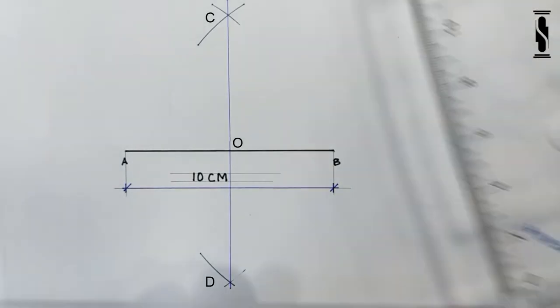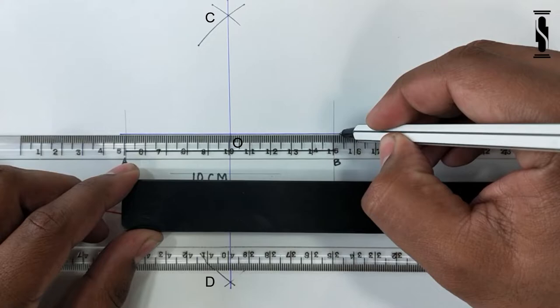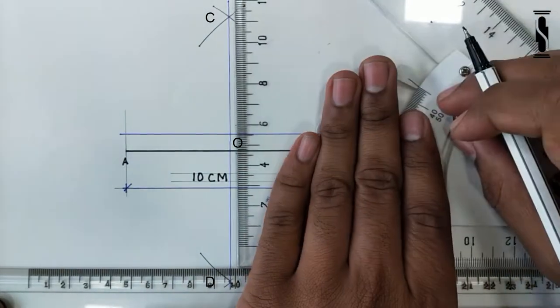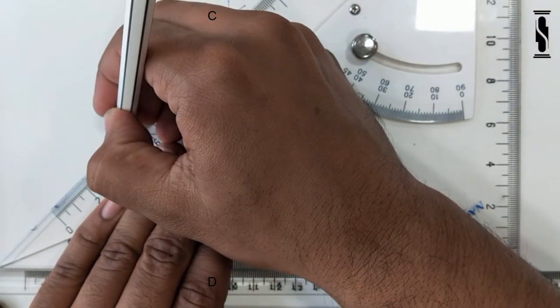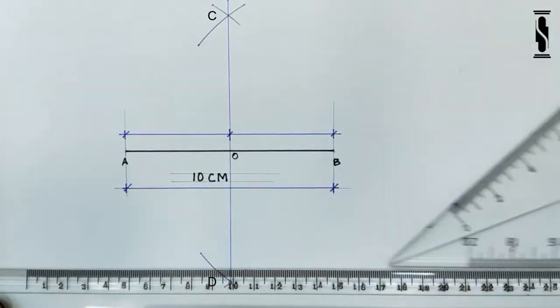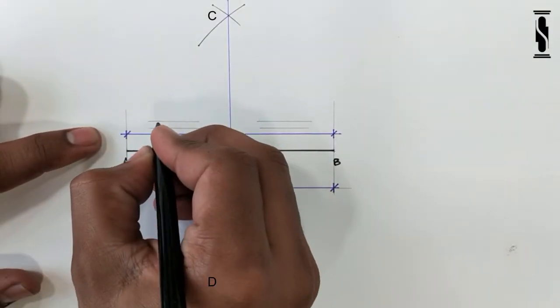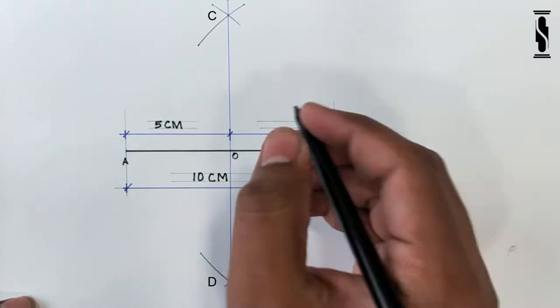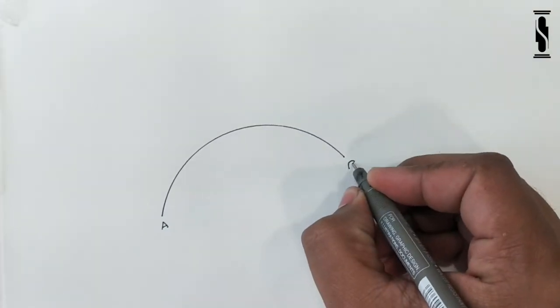Write the dimension of line AB above the dimension line, by using guidelines. Repeat the same process to mark the dimensions of the bisected parts of the line. You can use the same method to bisect the arcs.